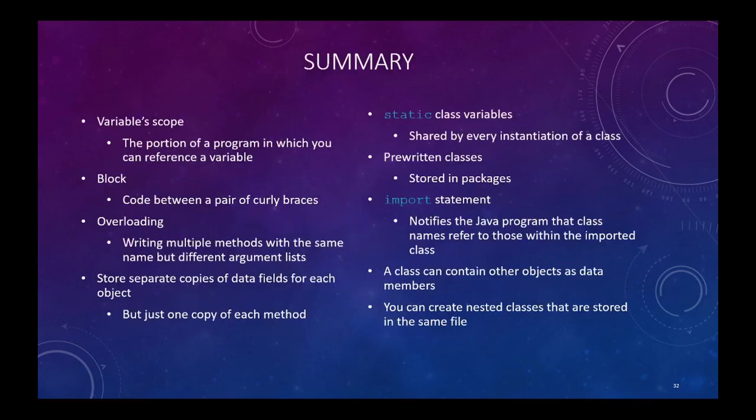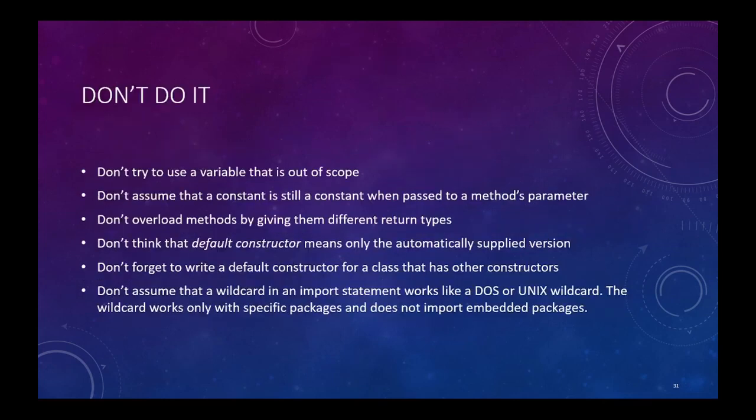Now, my favorite section is here: don't do it. Don't try to use variables that are out of scope. They just don't exist. They're not going to be there. You can't use them. Don't assume that a constant stays a constant. If you use a constant as a parameter, it can actually change into a variable within that method. So just be careful about your constants.